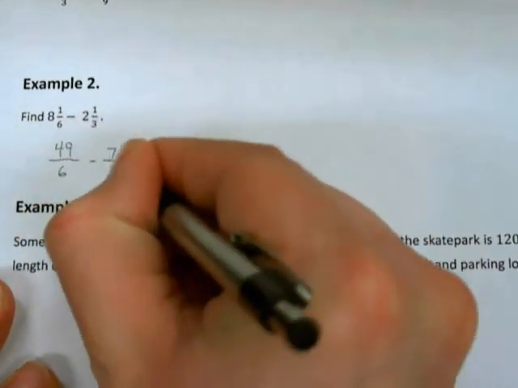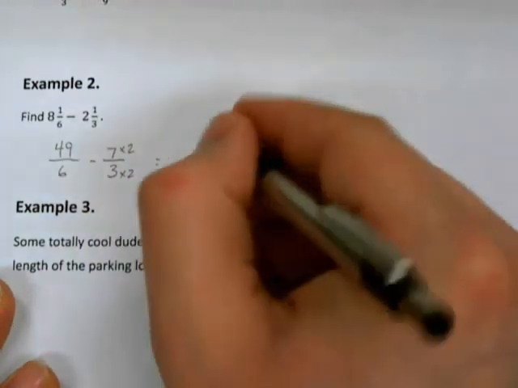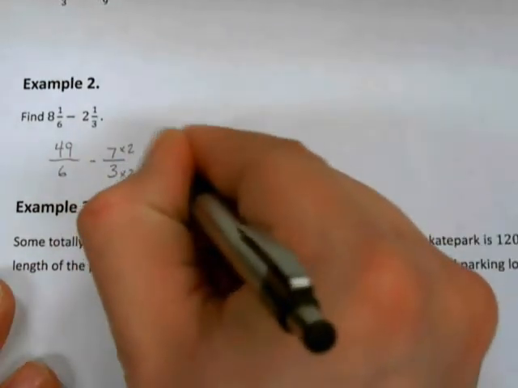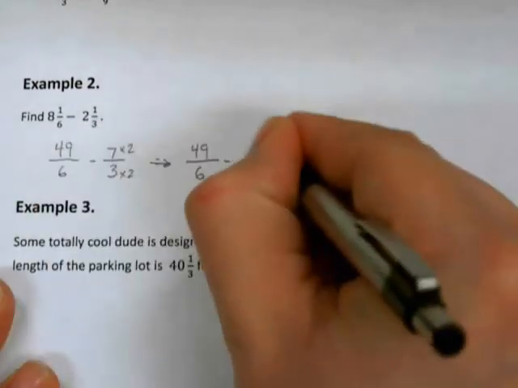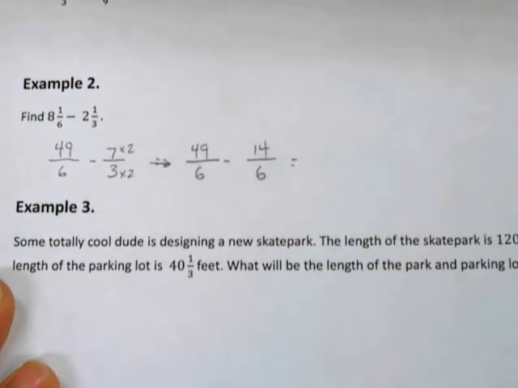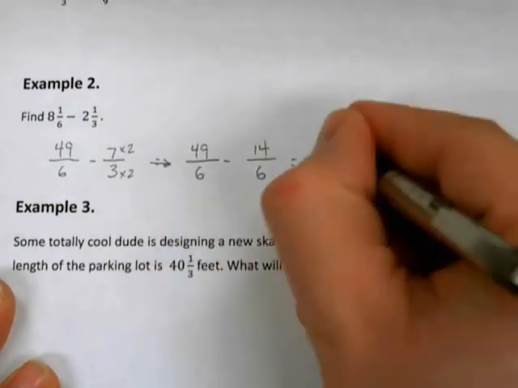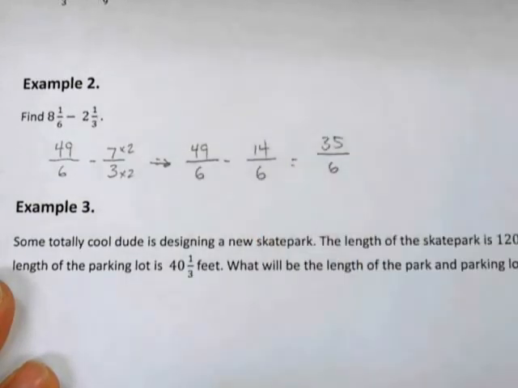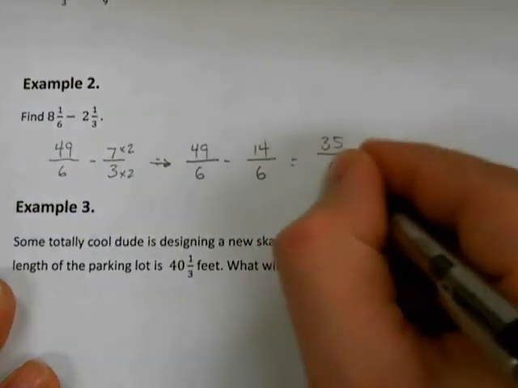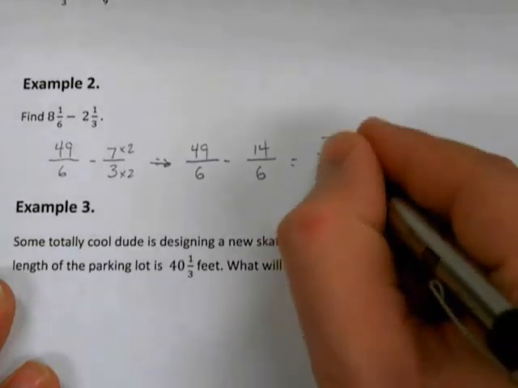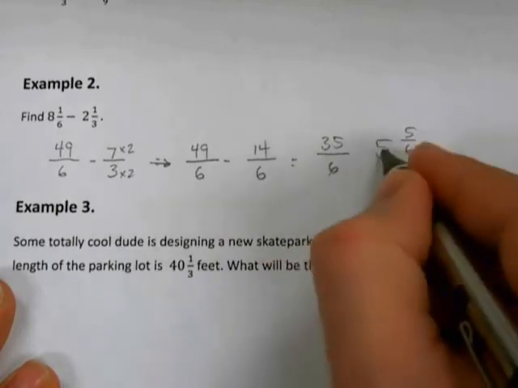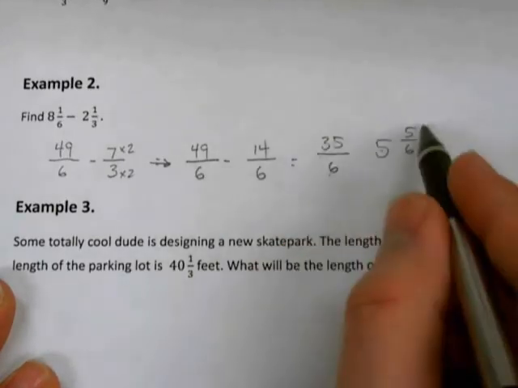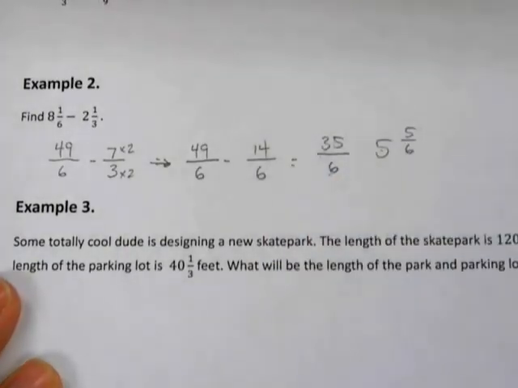Then you multiply 7/3 by 2 on the top and bottom. You end up getting 49/6 minus 14/6, which equals 35/6. Then you change this to a mixed number, which is 5 and 5/6, because 6 times 5 is 30, and we have 5 left over for 5/6. That's the exact same thing we got the other time. Either way works.